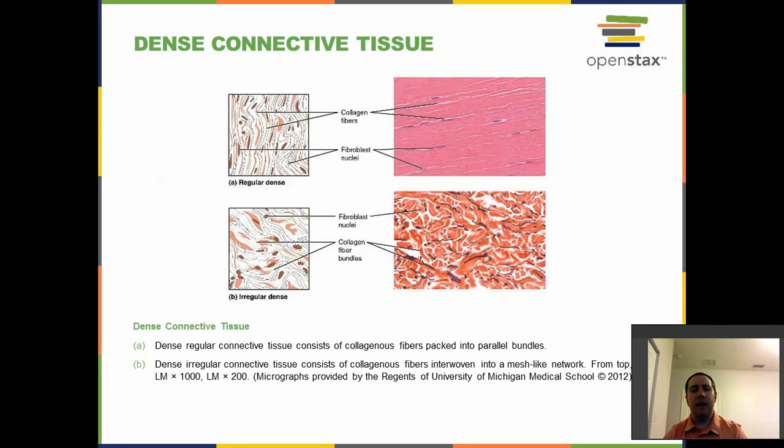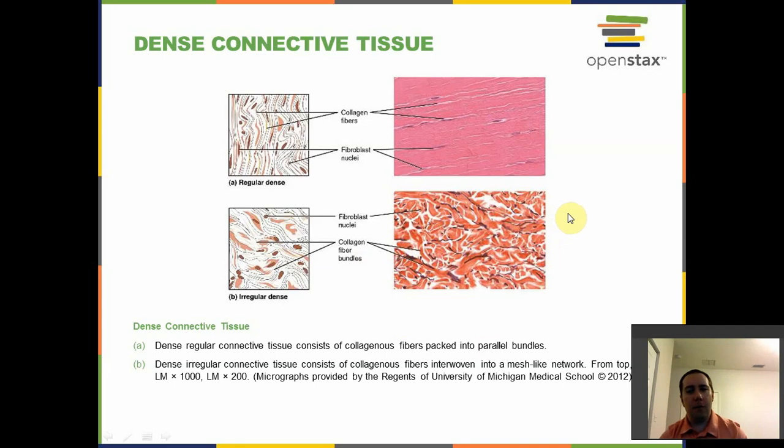And so here we see those two types of dense connective tissue. The one on the top is regular. The one on the bottom is irregular. What we're referring to with those terms is the direction that the fibers go. In regular connective tissue, dense regular connective tissue, all the fibers run in the same direction. In dense irregular tissue, notice the fibers go in all different directions.